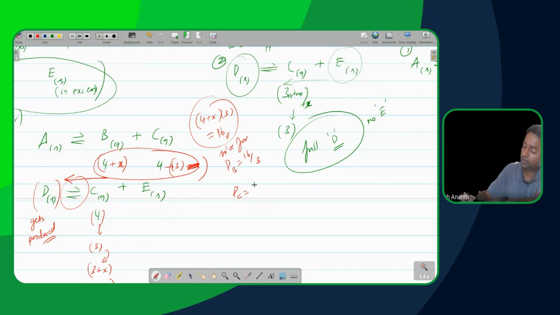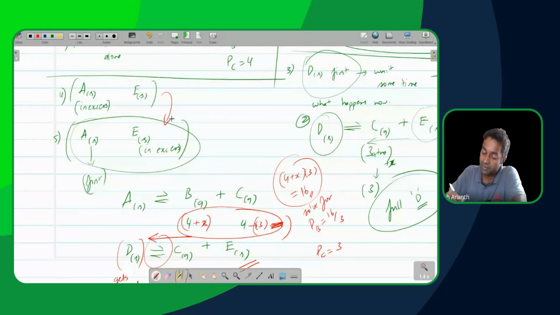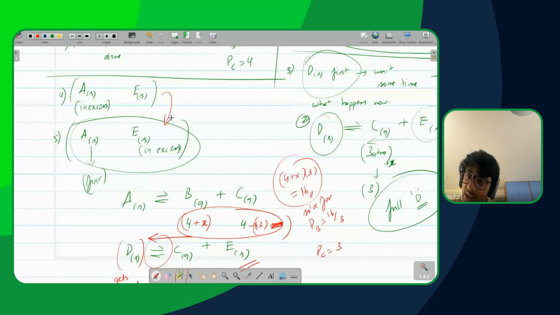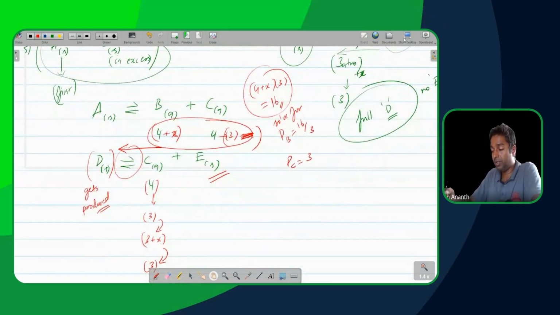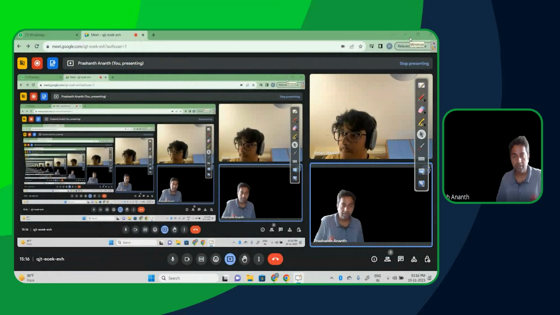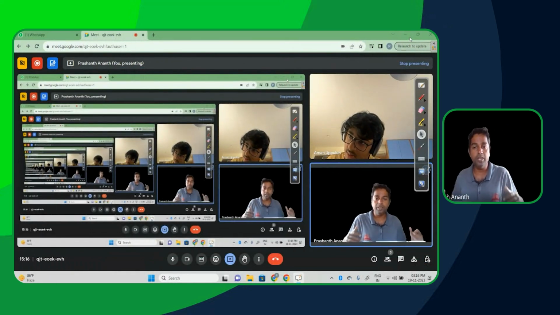And the partial pressure of C will be 3. If I have excess E or excess A, nothing happens, same as this. Sir, why would the C gas go to 3 again? Why would the C gas go to 3? Because you want equilibrium finally, correct? What does equilibrium mean? Every reaction which can be at equilibrium should be in equilibrium.